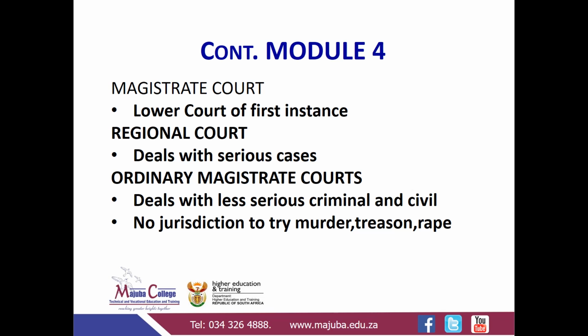The magistrate courts are lower courts and courts of first instance. By first instance, I mean it's where cases start, the court where cases start, right? Those are magistrate courts. Within the magistrate court, there's a regional court, which is a bit higher than the magistrate court because of the sentences and the type of cases which are tried in the regional court. They deal with serious offenses only. With serious offenses, I mean murder, I mean rape, I mean armed robberies with extenuating circumstances, etc., right?